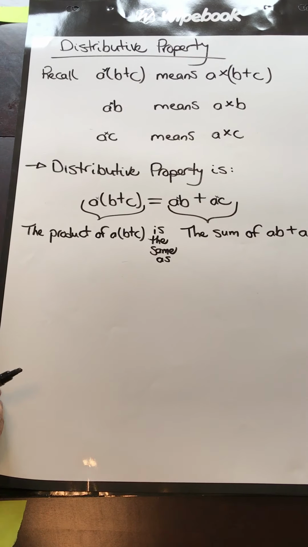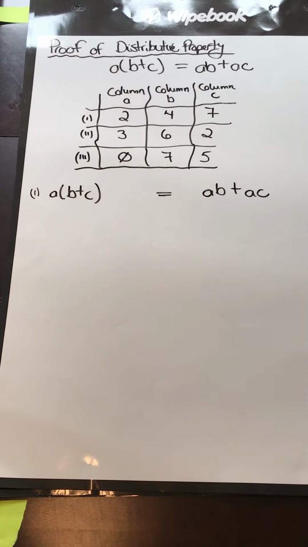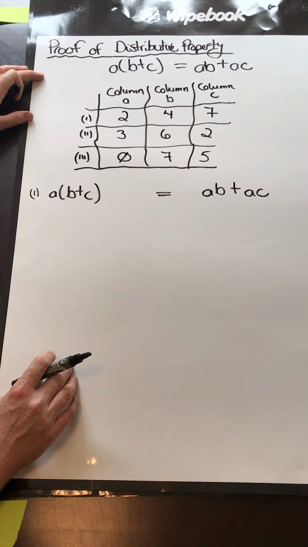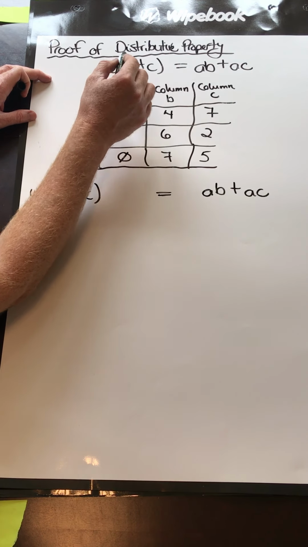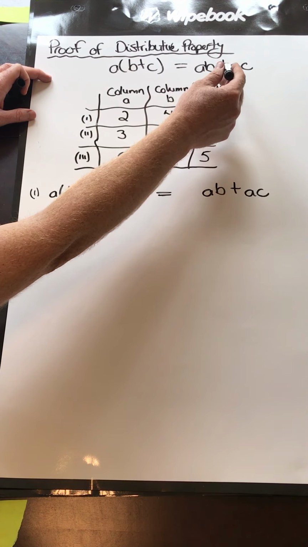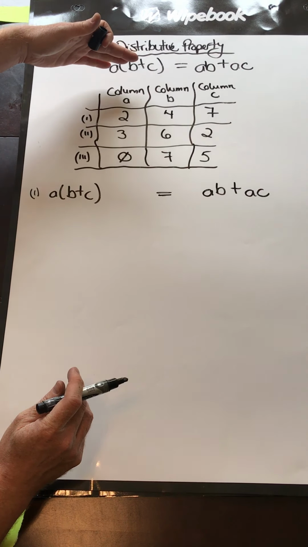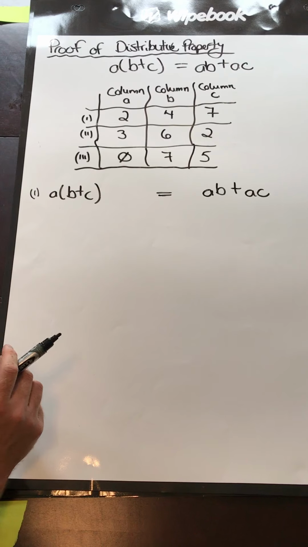Now, in your math career, you're going to have to show things work by examples, and we call that doing a proof. So the proof of distributive property. So we have here what we stated, A times bracket B plus C bracket equals A times B plus A times C. And we have some rows and columns here, and we're going to use these numbers in the rows and columns to prove the distributive property.